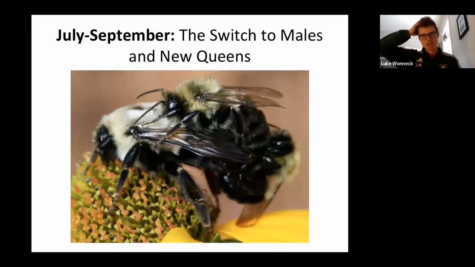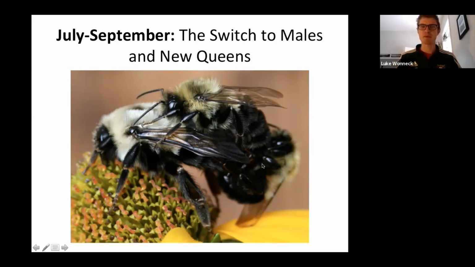Then come July, so midsummer, the queen will start laying new eggs that will turn into both queens and male bumblebees. They'll all hatch, and then they'll leave their nest and find new mates. They'll find other queen females to mate with, and those queens will be able to start a new nest and lay the eggs for a new nest the next spring. Males won't last very long. They basically mate, and then they pretty much die.